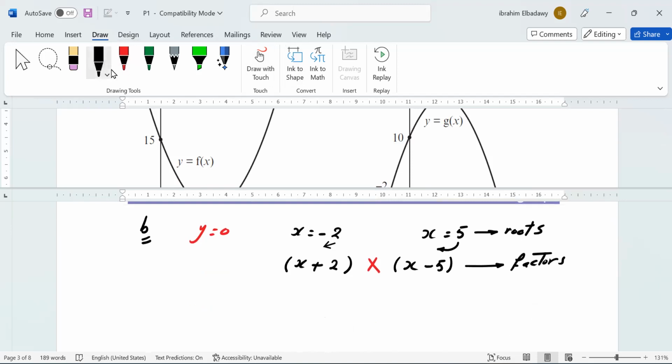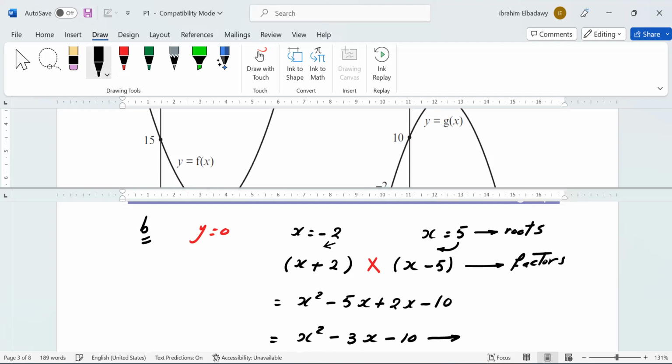It will be x squared minus 5x plus 2x minus 10. Simplify, it will be x squared minus 3x minus 10. You get it? No, you have to check first. If you have, how can you check?